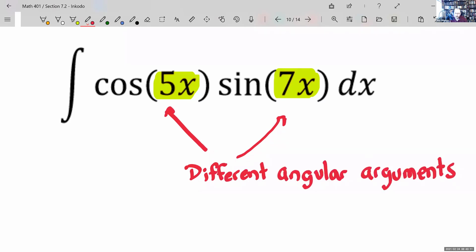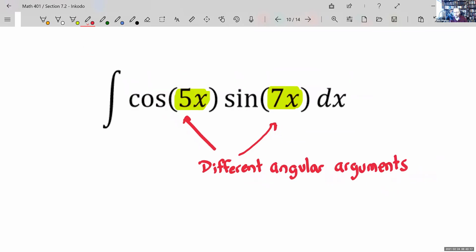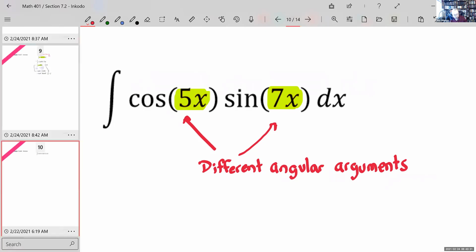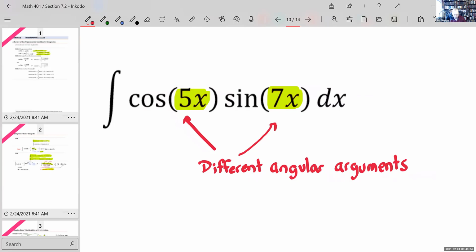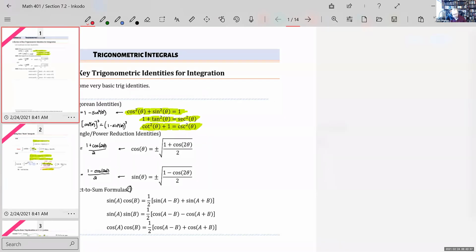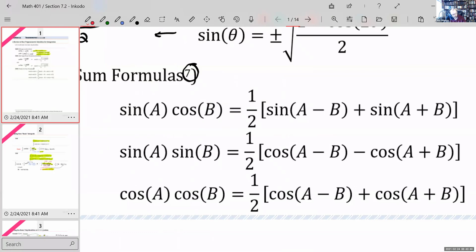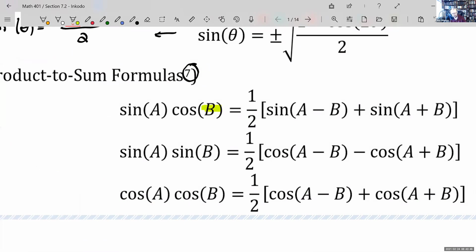You're in luck because you can use the product to sum formulas. This is the only time you're ever going to use those product to sum formulas, if you have the product of, say, like in this case, cosine of 5x times the sine of 7x. In that case, that's a very specific case, you get to go back to page 1 in these notes and note here that for the product of sine and cosine, it's 1/2 the sine of the difference of the angles plus the sine of the sum of the angles.